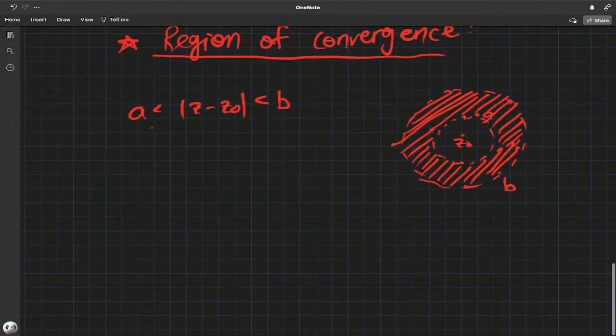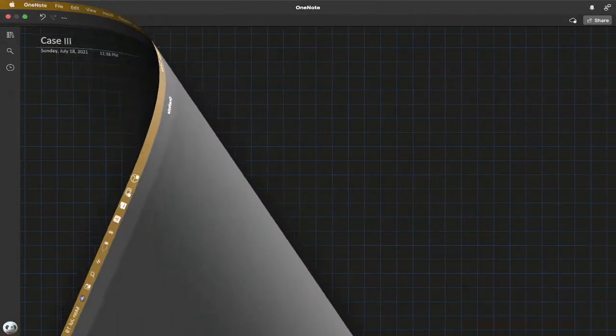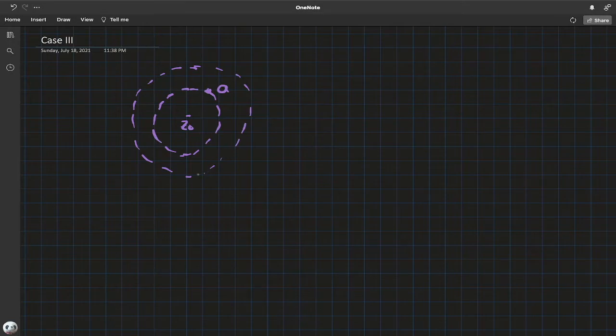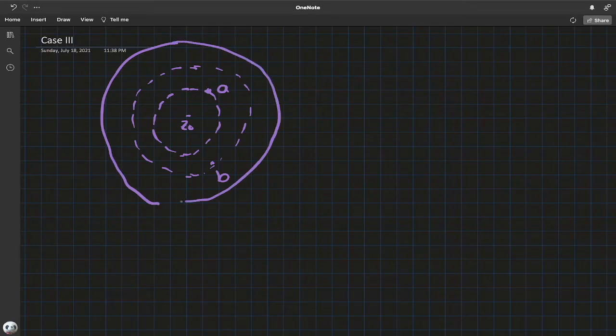Okay, moving on to the final case, case 3. I mean, you guessed it if you hadn't before. Z naught at the center, circle of a, circle of b, which I am drawing with a smaller radius, and then our contour, which will include all of this.